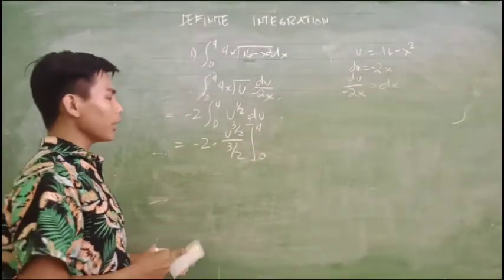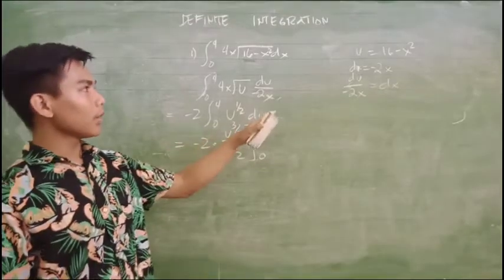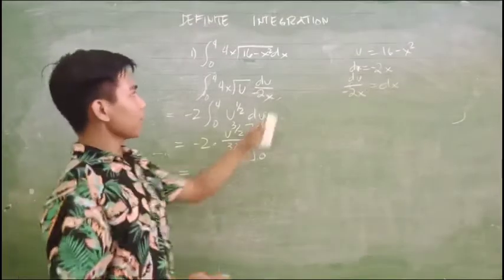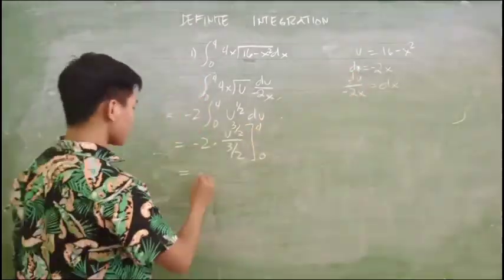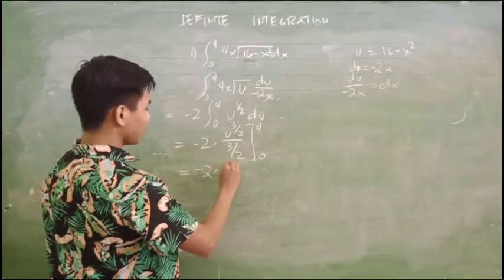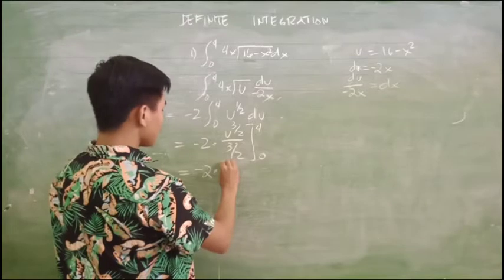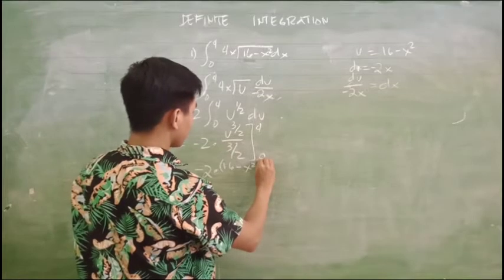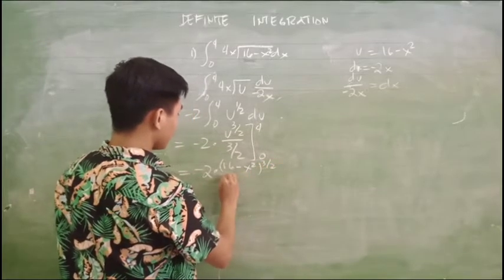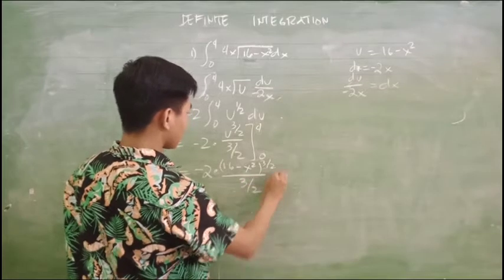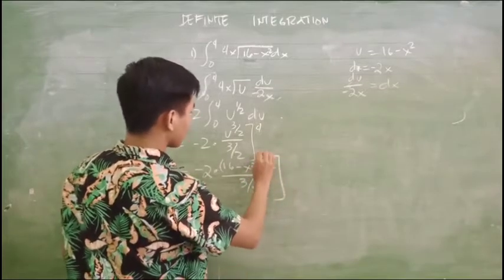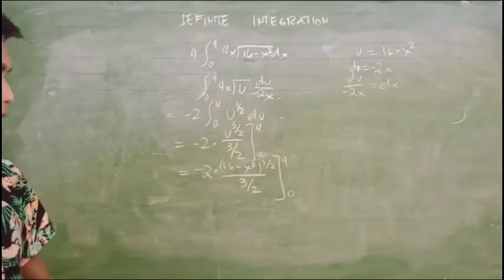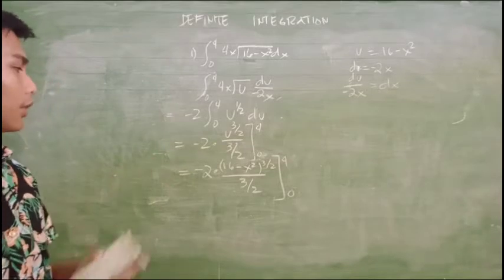So after integrating, we have to substitute the original term that we've used. So our u would be the original term, which is 16 minus x squared. So we have to substitute it to u in here. So that would be 16 minus x squared raised to 3 halves over 3 halves, and our bracket, which is 4 and 0. So now we can solve it by using definite integration.